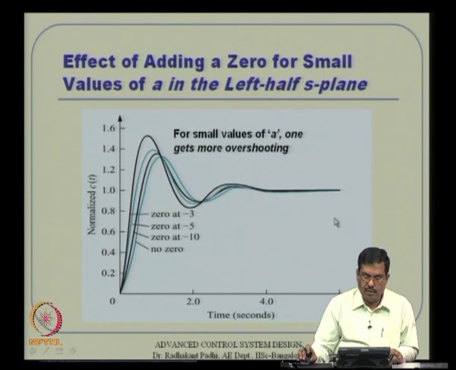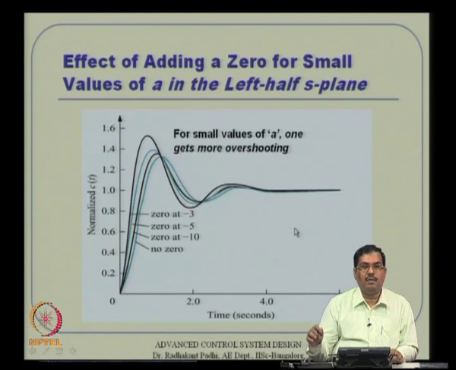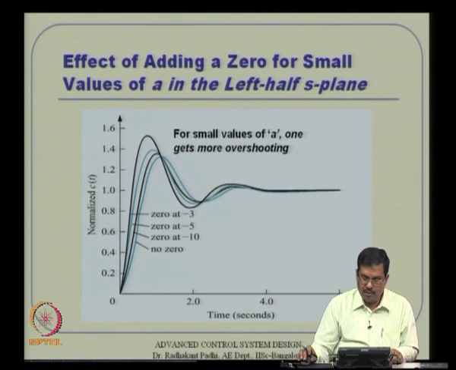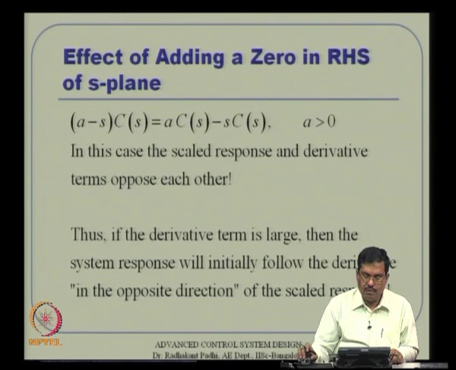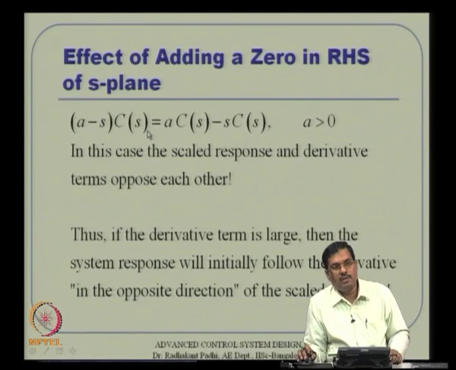But that is all about what happens in the left half S plane. Now, what happens in the right half S plane? If you have a 0 location in the right half S plane, even more interesting things happen. So, let us see that part of it. If it is the right half side of the S plane, then we have something like A minus S into C of S in the numerator.